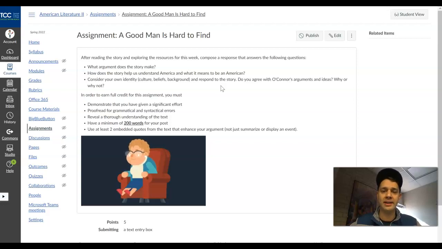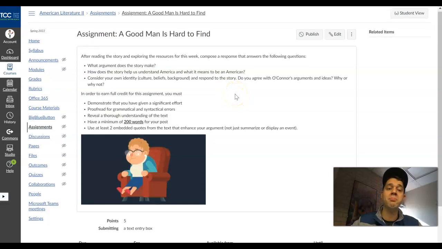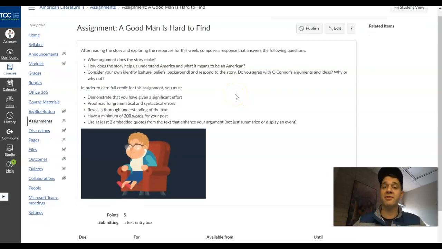Consider your own identity and respond to the story. Do you agree with O'Connor's arguments and ideas? Why or why not? Now, in order to earn full credit for this assignment, you must demonstrate that you've given significant effort. And I think you know when that happens. So lots of times I'll have students just kind of throw a response out there that really could be a generic response to any story.